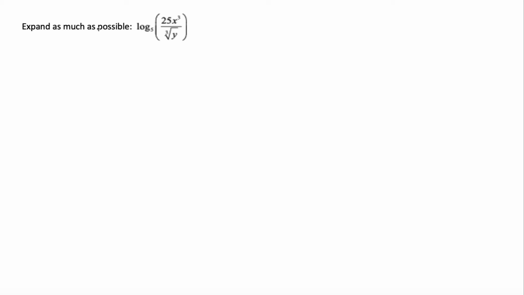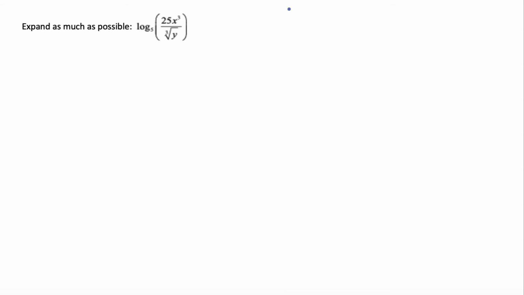All right, here we want to expand as much as possible. Log base 5, and in parentheses we have 25x cubed in the numerator, and we have cube root of y in the denominator. Okay, so when we talk about log expansion, there's three types of log expansion.